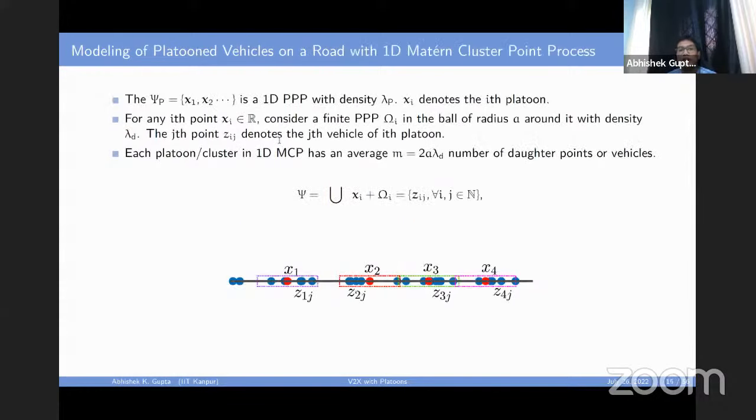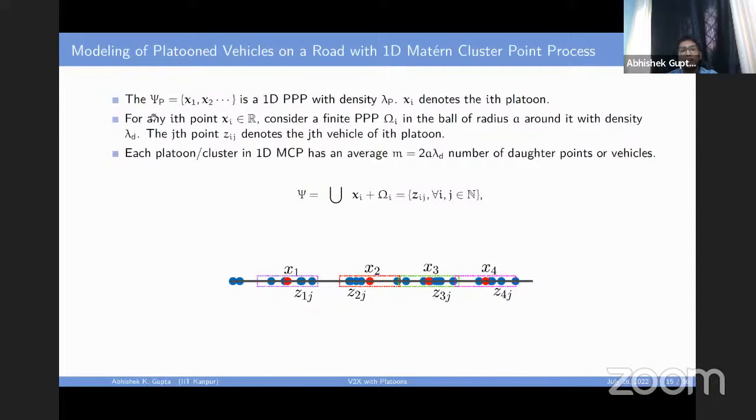Okay, so first we take a road and we talk about how we can model the platoon on the road. Okay, so we have two levels of randomness here. We need platoons and we need vehicles in the platoon. The platoons we can model using the Poisson point process because these platoons are formed independently, right? So the locations x1, x2, x3 like this together form a one-dimensional PPP with density lambda p. Here xi denotes the ith platoon. So here you can see each box here is a platoon.